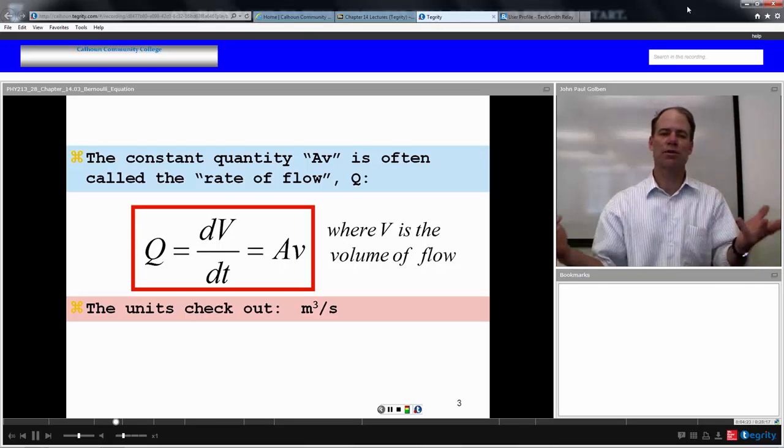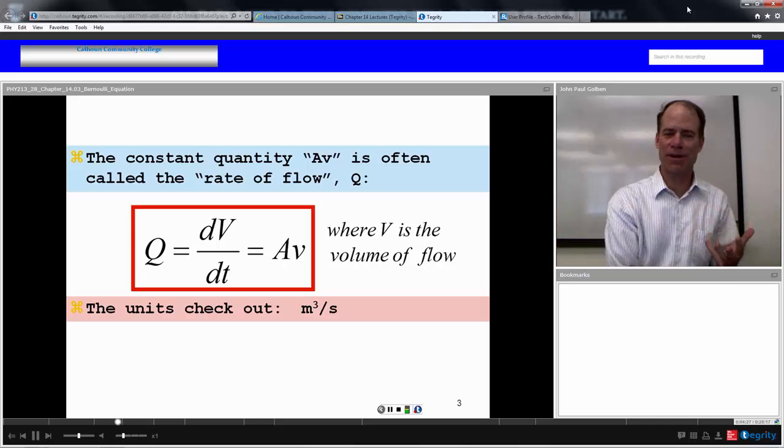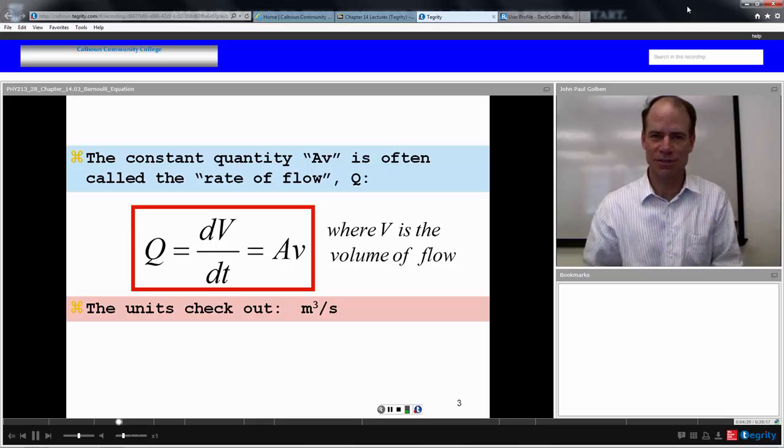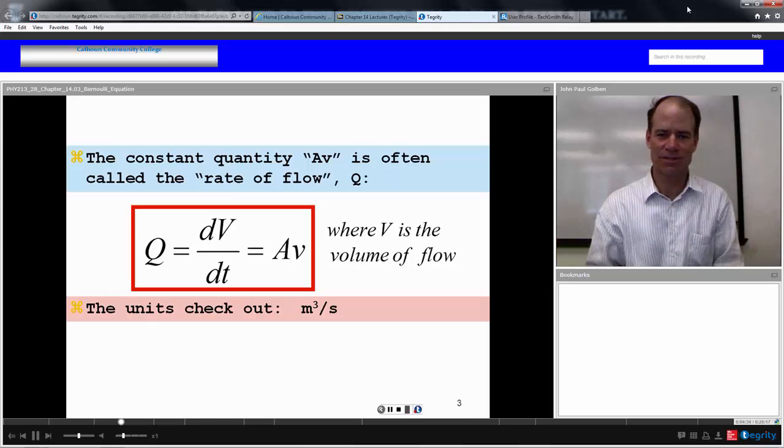We use Q because we have gone through the whole alphabet, and Q is the only letter we haven't used yet, so we're left with Q, the American alphabet. At least that's my explanation. I'm sticking to it.